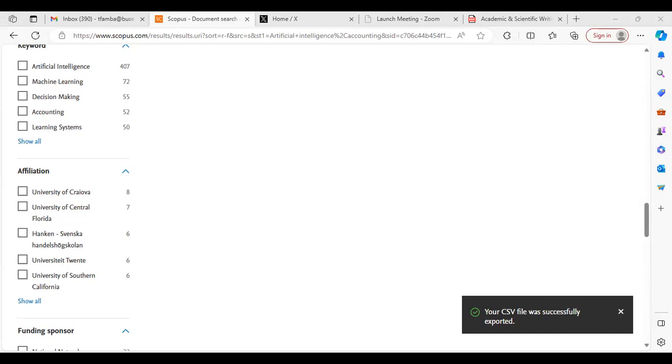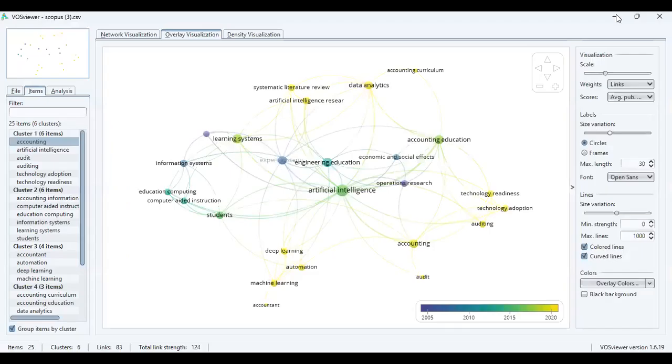Right. So we have successfully saved, exported our data. So now let's go to, I want to share a different screen. Right. I think you can now see a different screen. Yes, Doc.